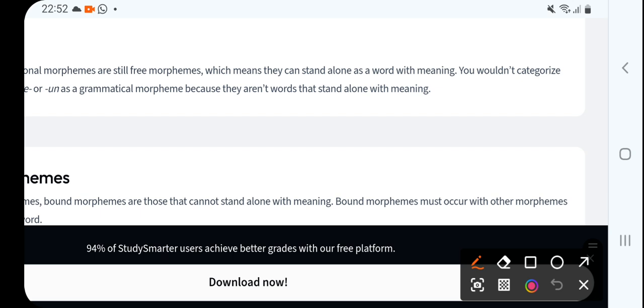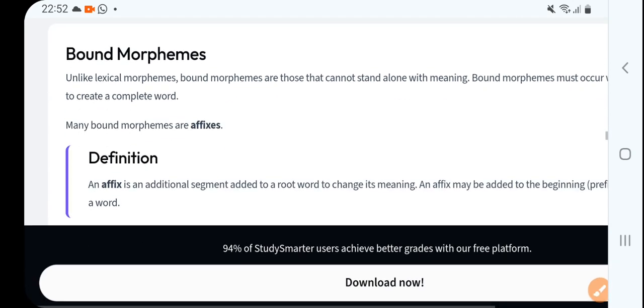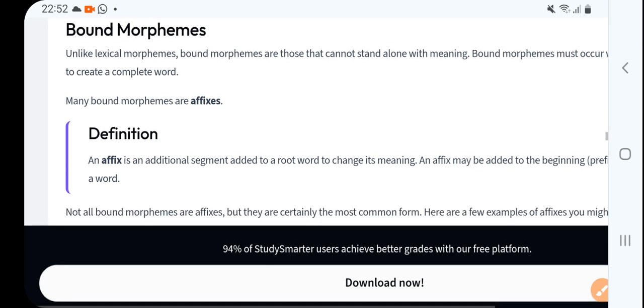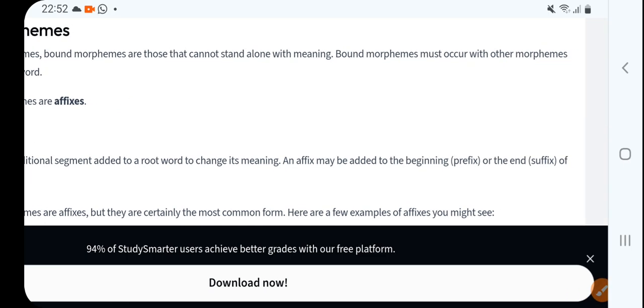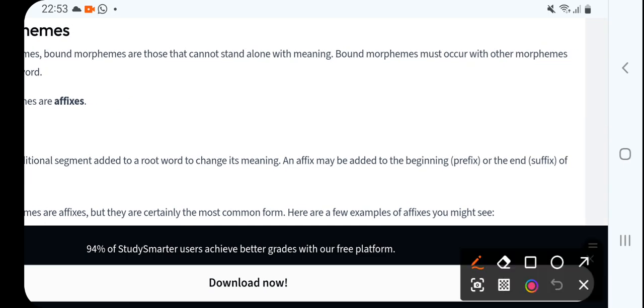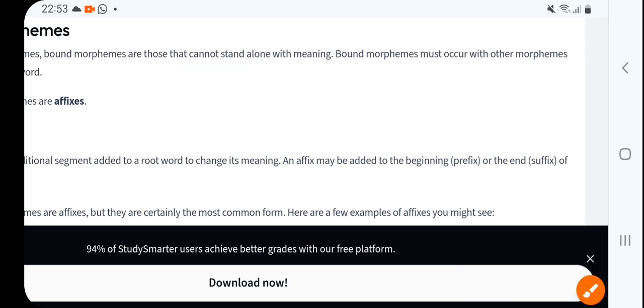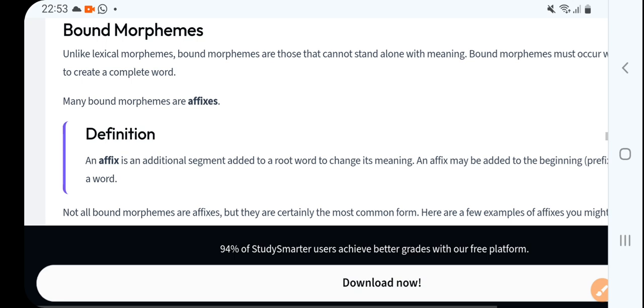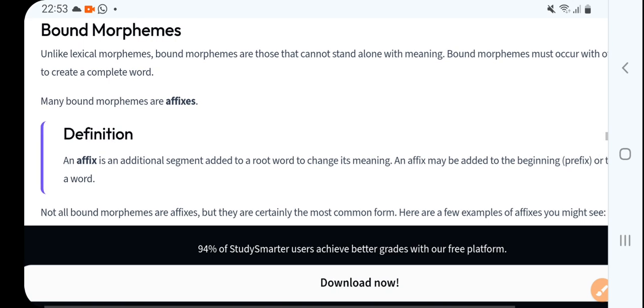Okay, now the second type is bound morphemes. Unlike lexical morphemes, bound morphemes are those that cannot stand alone with meaning. Bound morphemes must occur with other morphemes to create a complete word. So bound morphemes need to have a support.